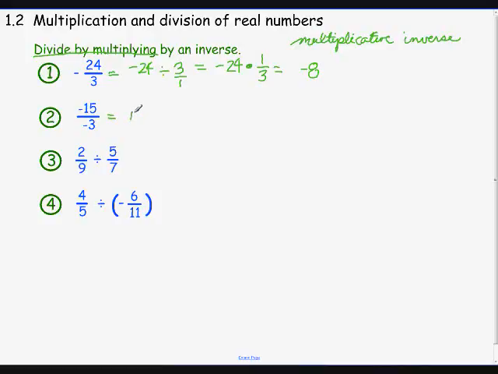I'm going to write it as 15 divided by 3. So I noticed that I had a negative here and a negative here, so I could write them both as positive. Then I'm going to do stay, change, and flip, which becomes 5. How about this one?